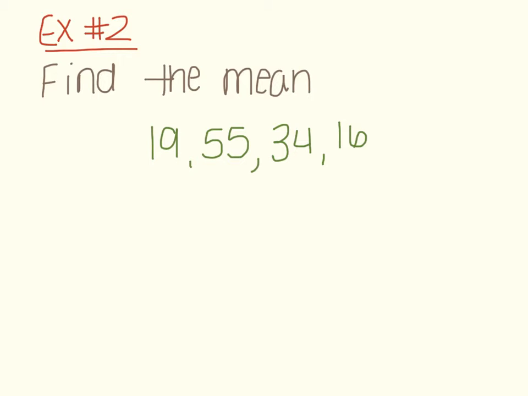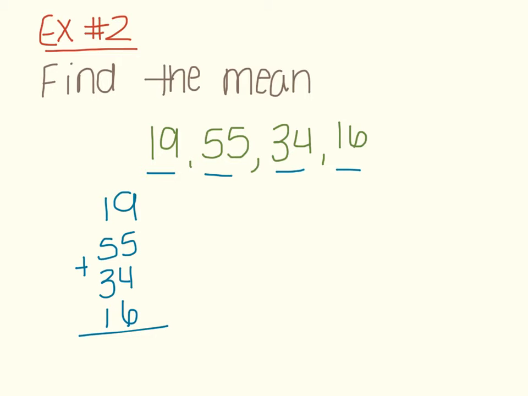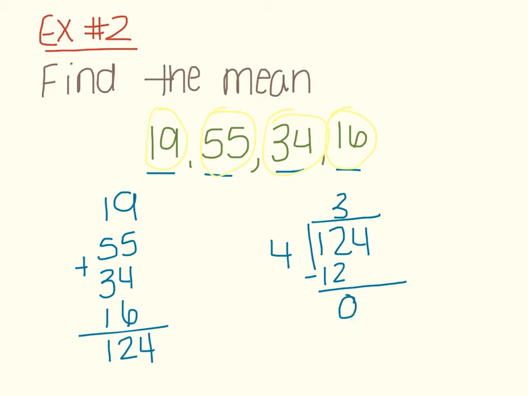Example 2, we're doing the same thing. First, add them all up. So we have 19, 55, 34, and 16. Which comes out to 124. Now we take 124 and divide it by how many numbers? Again, we have 1, 2, 3, 4 numbers, so we divide by 4. So our answer is going to be an even 31.